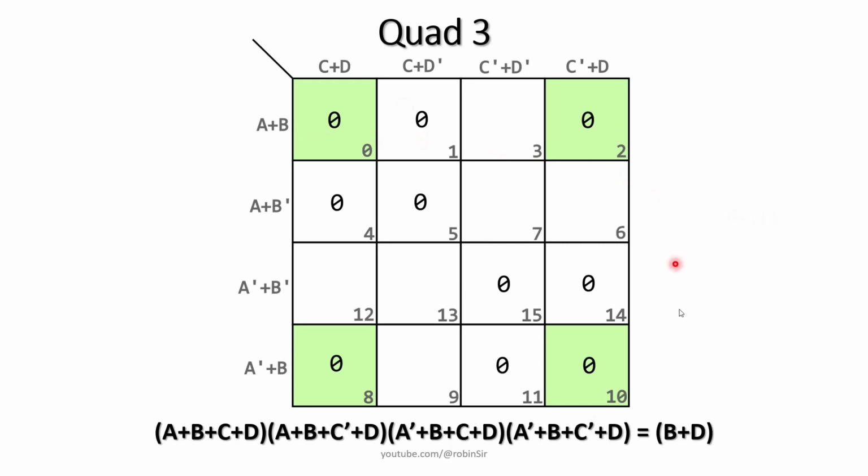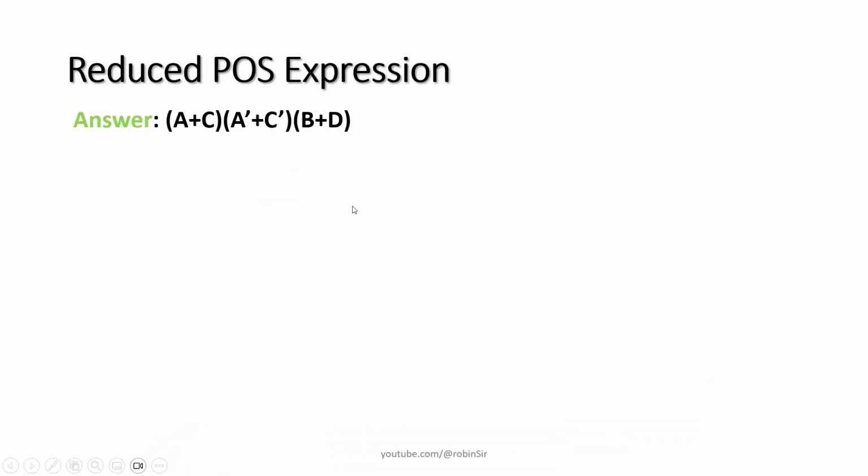And this is another quad that's possible. We have zeros in all 4 corners. As a result, due to map rolling, this also can form a quad, and so we have written down the POS expression for this quad also, and we have reduced it to B plus D, because B plus D remains the same. And this is our reduced POS expression. All the terms are taken down and written in POS form.